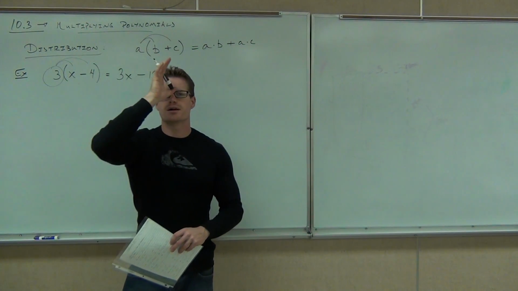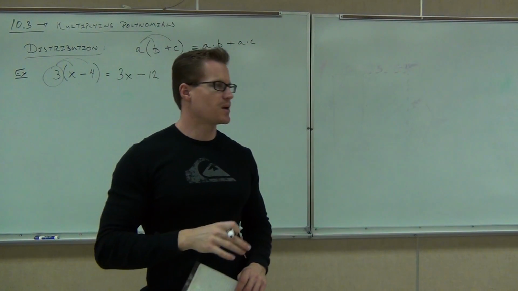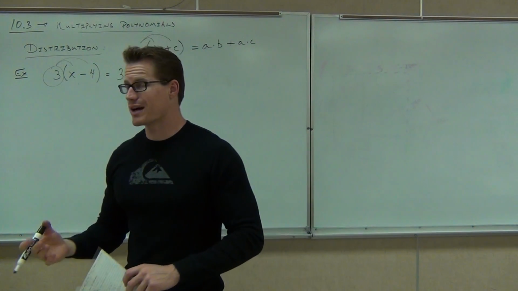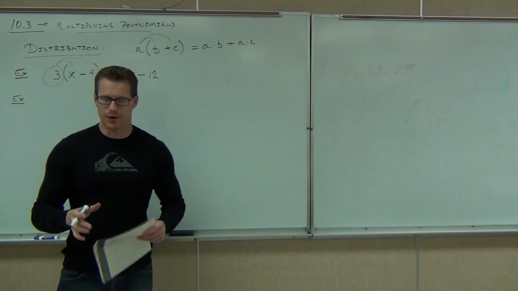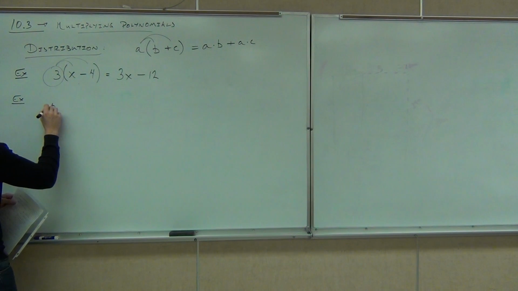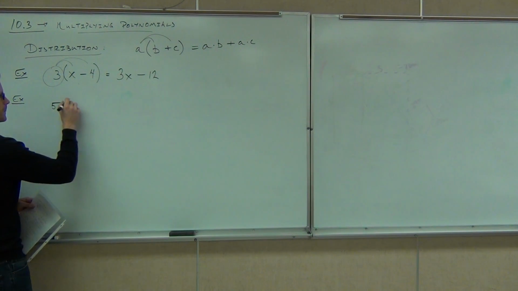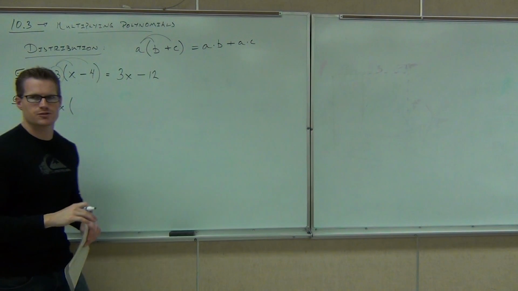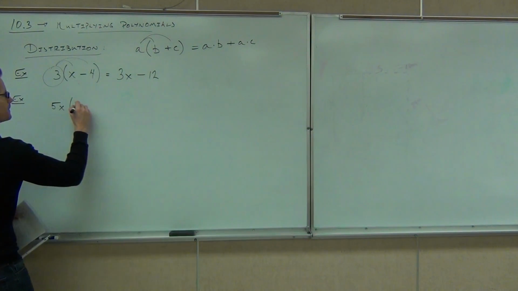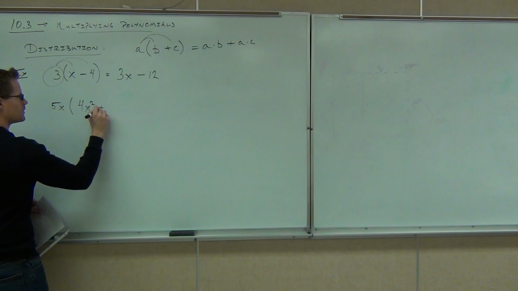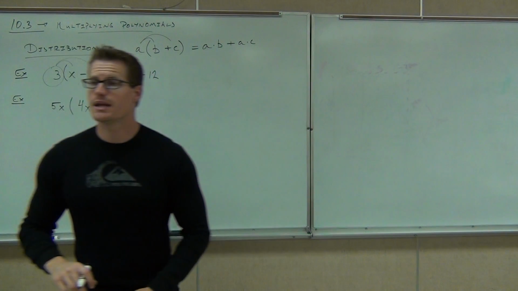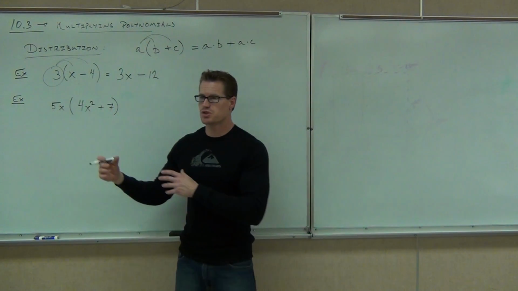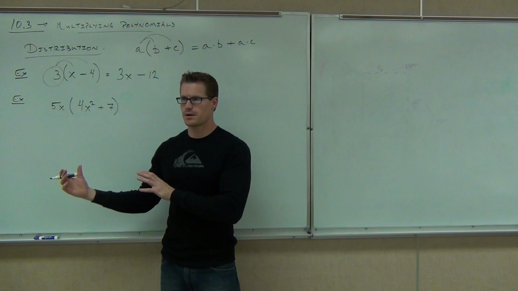All right. Now here's what we haven't covered yet. And you're going to be able to see that this is going to combine a couple ideas for you. Actually, several ideas for you. What if instead of having a 3 out there, I had something like a 5x? Instead of having just an x minus 4 inside my parentheses, I had something like a 4x squared plus 7. Now, can you still see that distribution would work here? Do we still have the same idea?